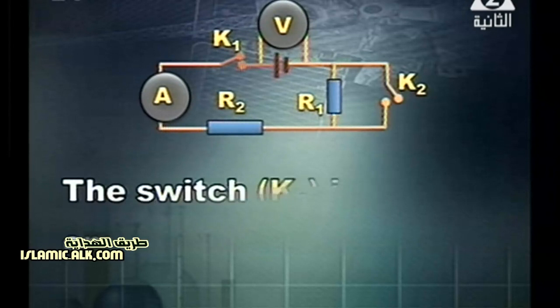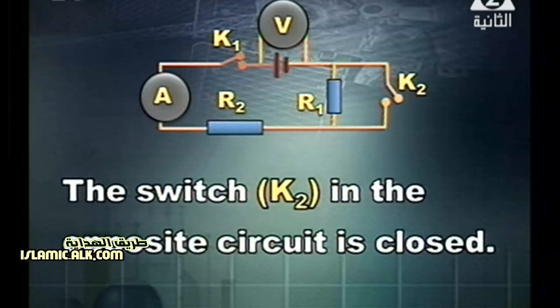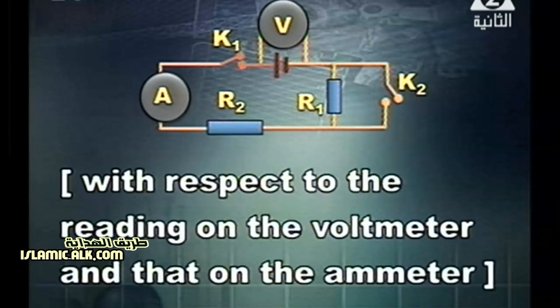What happens when the switch K2 in the circuit shown in front of you is closed? As a matter of fact, when closing this switch, we are disconnecting R1. Disconnecting a resistance means decreasing the total resistance. So what happens when the switch in the circuit is closed with respect to the reading on the voltmeter and that on the ammeter?